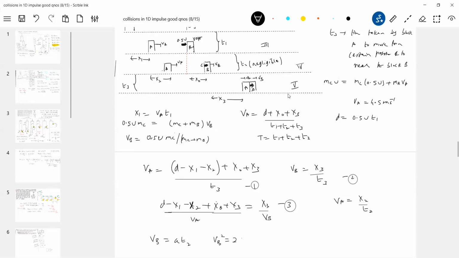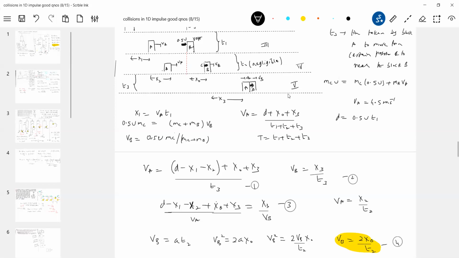Then VB square equal to 2A x naught. So further, VB square is equal to 2 times acceleration, VB by T2, times x naught, so this will become VB equal to 2 x naught by T2. This is a very important equation. Call equation 4.